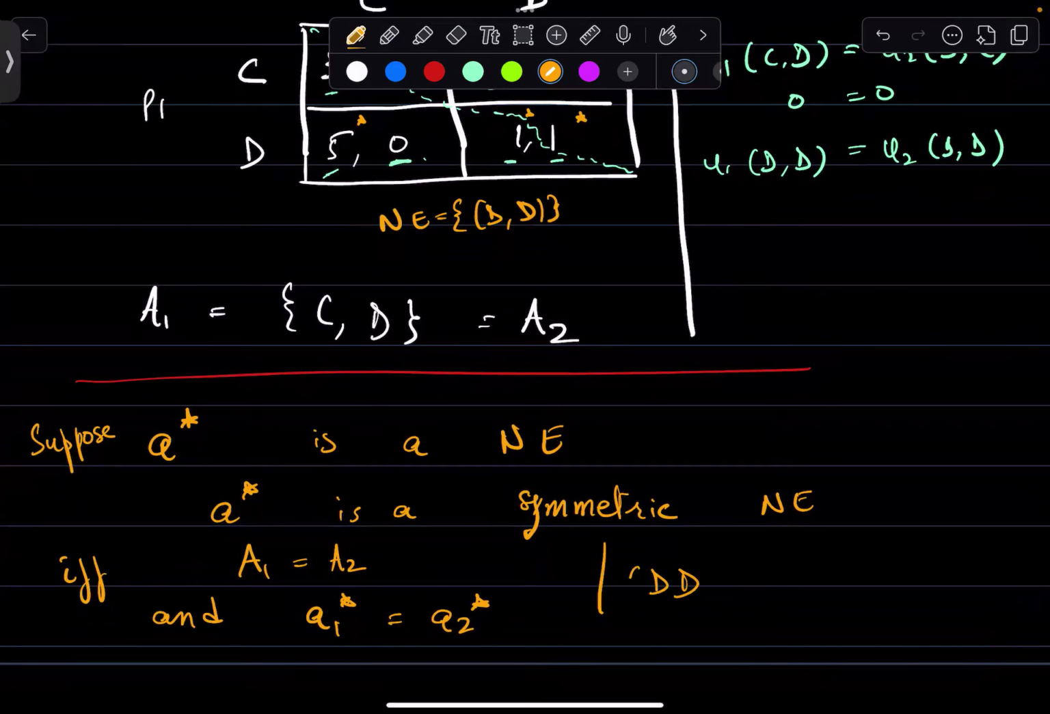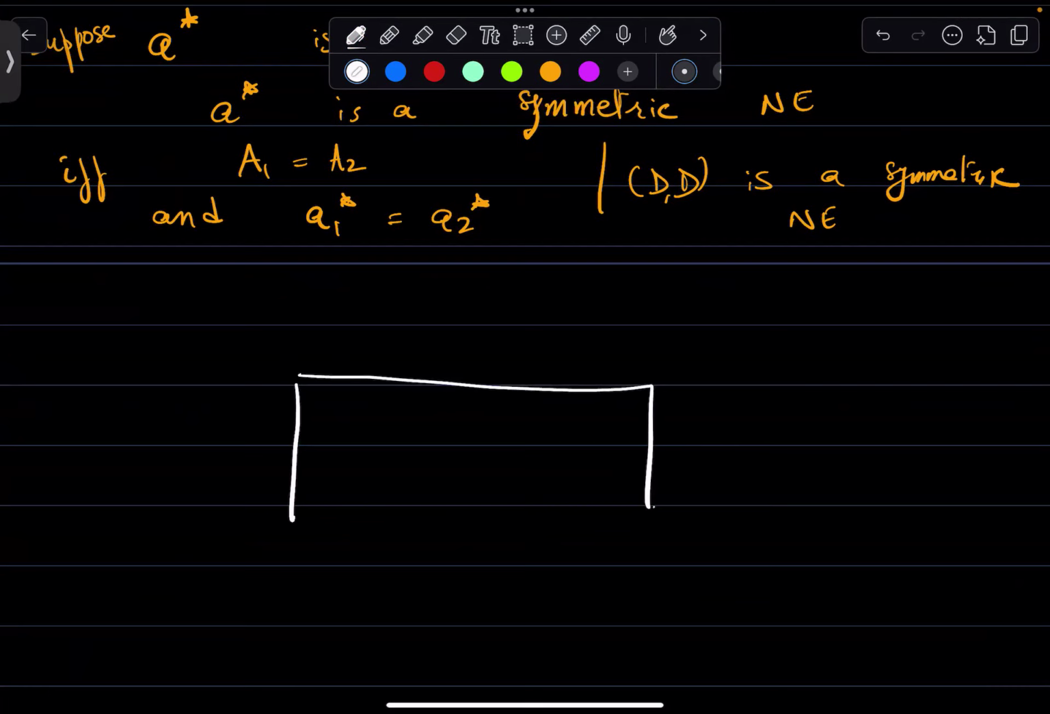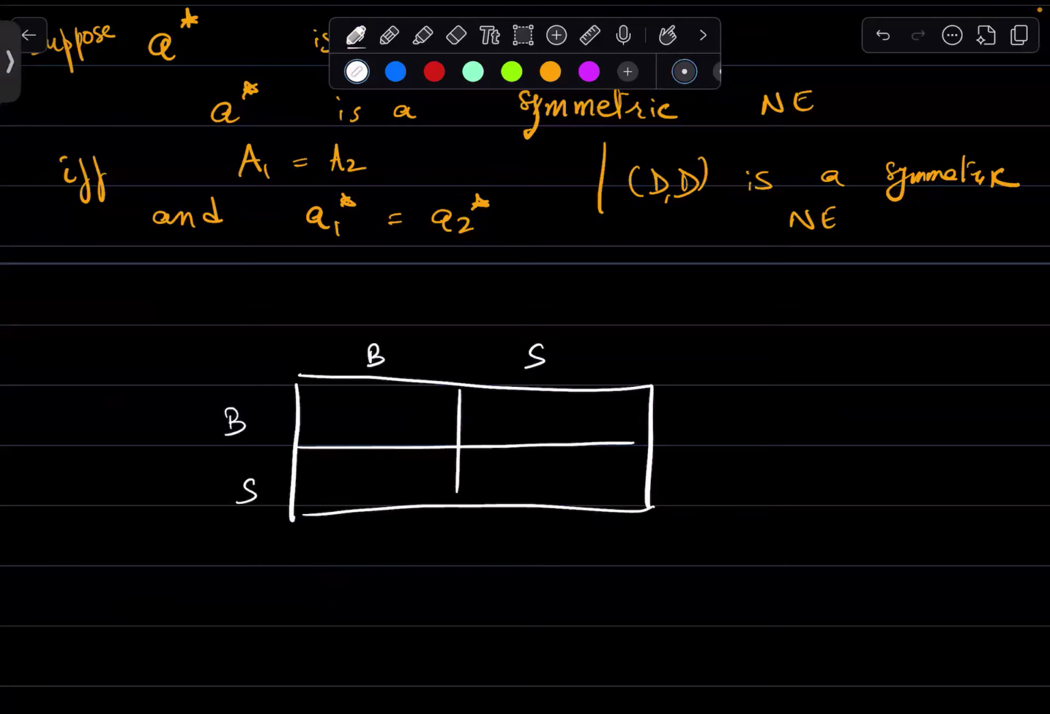So here DD is a symmetric Nash equilibrium. Now the game doesn't have to be symmetric in order for the Nash equilibrium to be symmetric. For instance, I believe we saw this game in our first lecture. It's called Bach or Stravinsky. I think we had up, down, left, right back then. But let's say we do 2, 1, 0, 0, 0, 0, 1, 2, player 1, player 2.